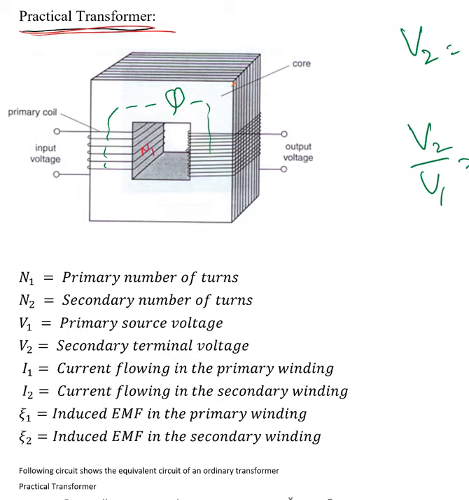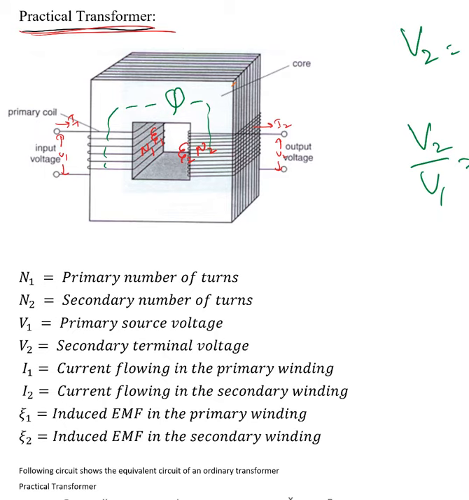N1 is the number of primary turns, N2 is the number of secondary turns, V1 is the primary source voltage, V2 is the secondary load voltage, I1 is the current passing through winding 1, I2 is the current passing through winding 2. E1 is the induced EMF, whatever EMF is induced in this coil, I'm representing that as E1. The induced EMF in the secondary coil is E2. So we know that we have two types of transformer, one is step up, another one is step down.